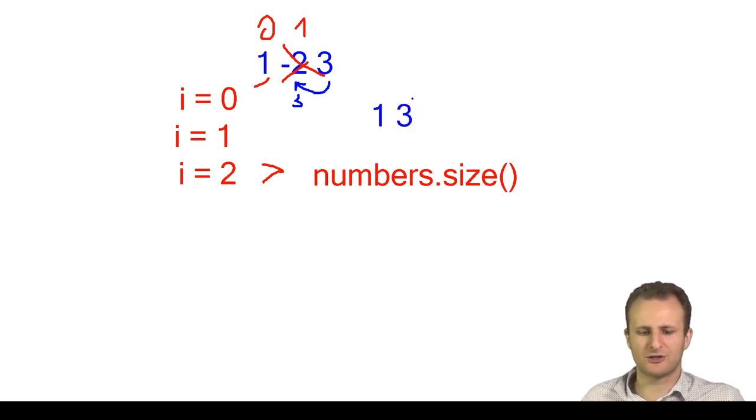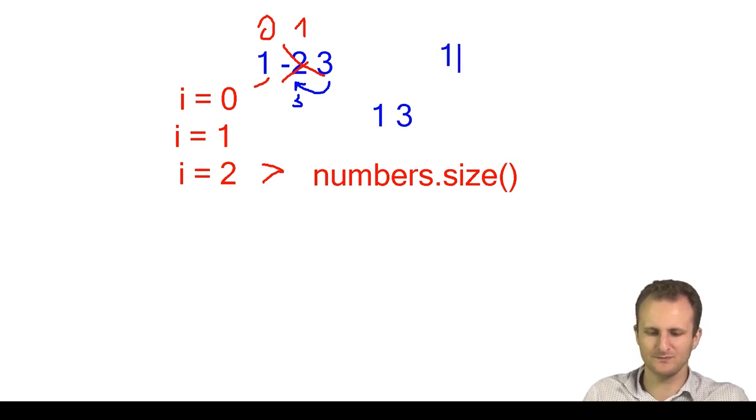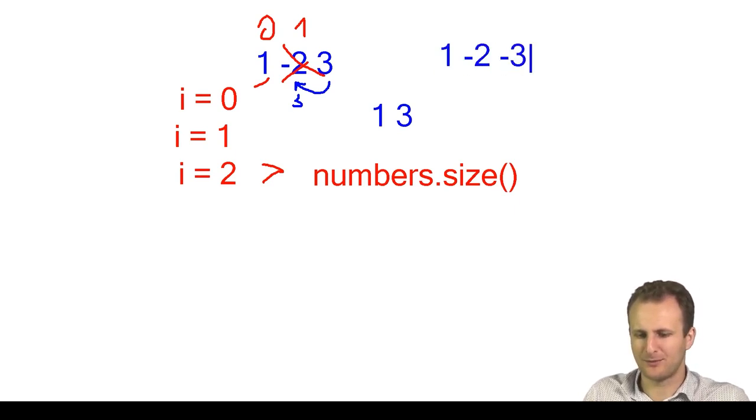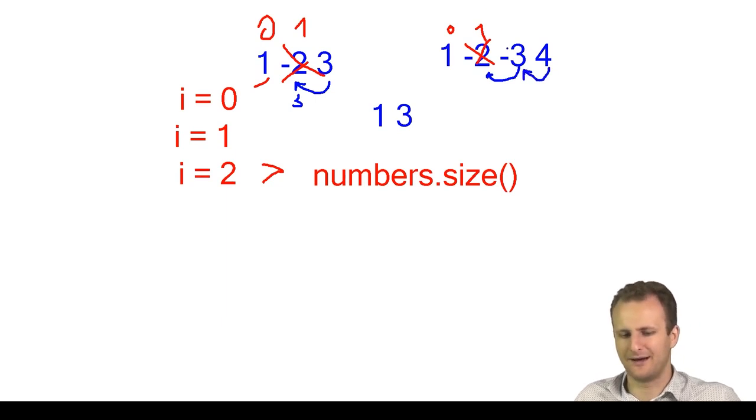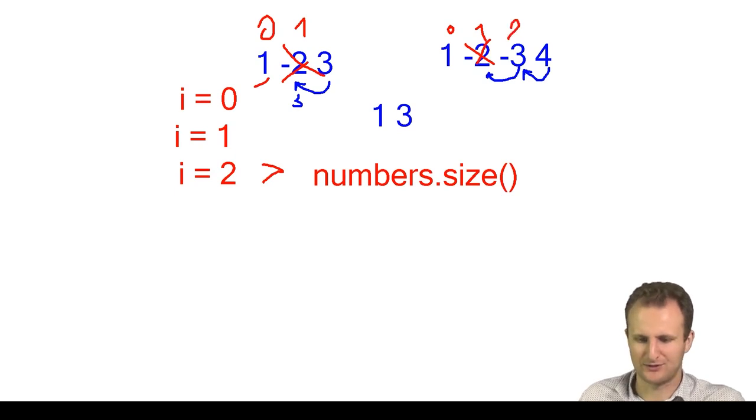However, let's think of another example. What would be another example in this case? Well, another example would be what happens if there are two negative numbers next to each other. So I have 1, minus 2, minus 3, 4. What would happen in this case? Again, I go to index 0, nothing happens. I go to index 1, I remove this number, which moves minus 3 to index 1 and 4 to the previous index of minus 3, which is index 2.